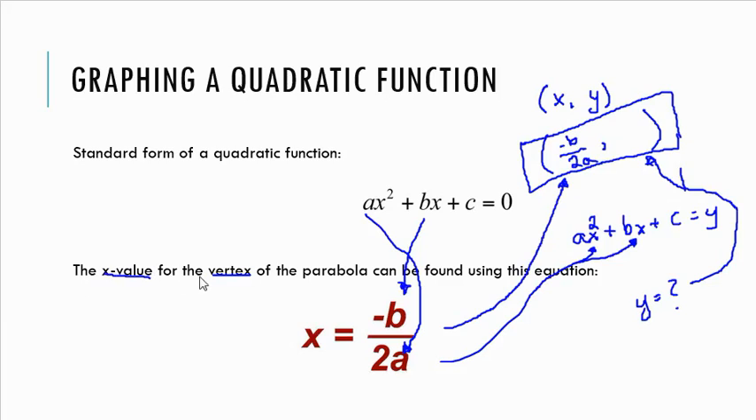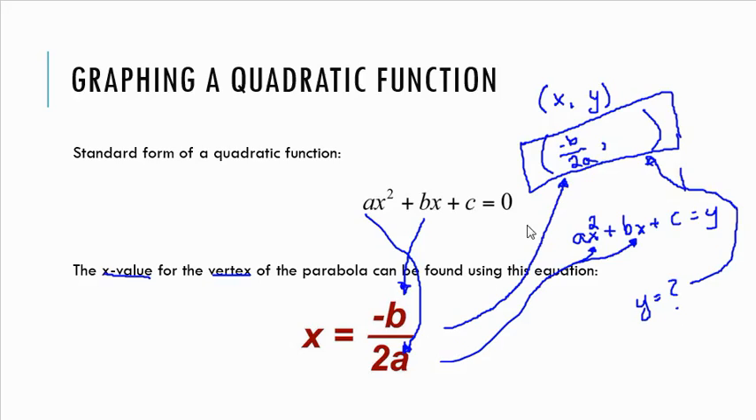The x value for the vertex of the parabola can be found using this equation: x equals negative b over 2a. That negative b comes from the standard form, and the a comes from the standard form as well. That's going to give you just the x value of the vertex. In order to find the y value, we need to take that x value and put it back into the original equation, solving for the y value.